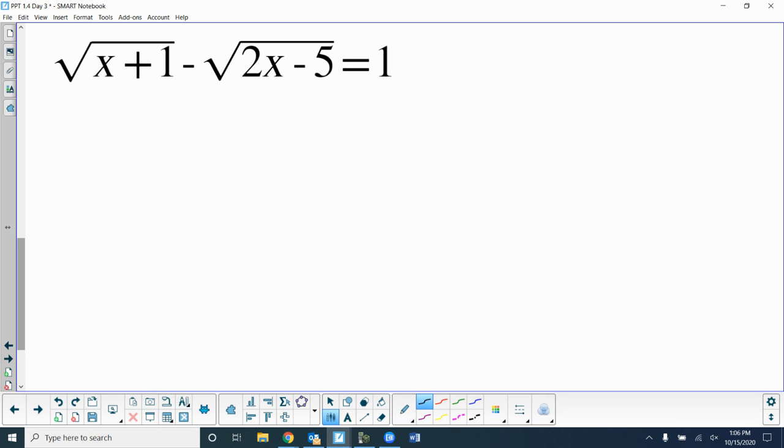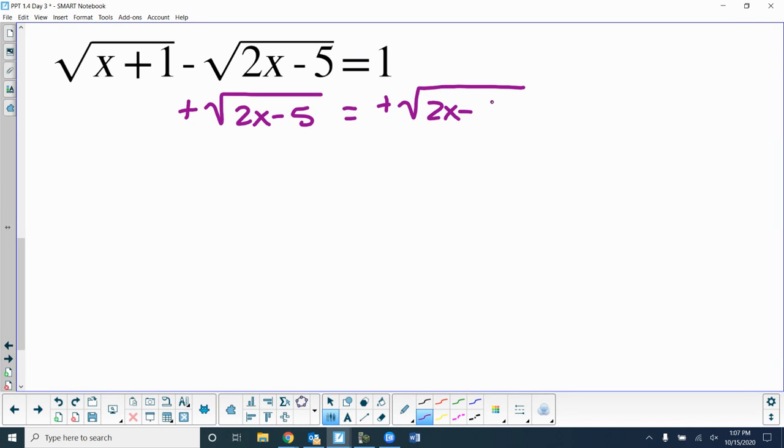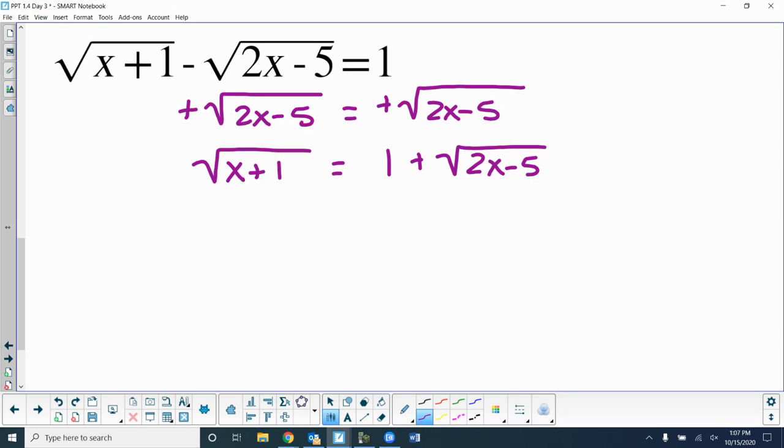So since we're subtracting that one, I'm going to move it over so I have addition. So I'm going to move that one over. So now I have x plus 1, square root of x plus 1, sorry, on the left, isolated. And then I've got 1 plus the square root of 2x minus 5 on the right. So to get rid of this radical on the left, I'm going to square both sides.